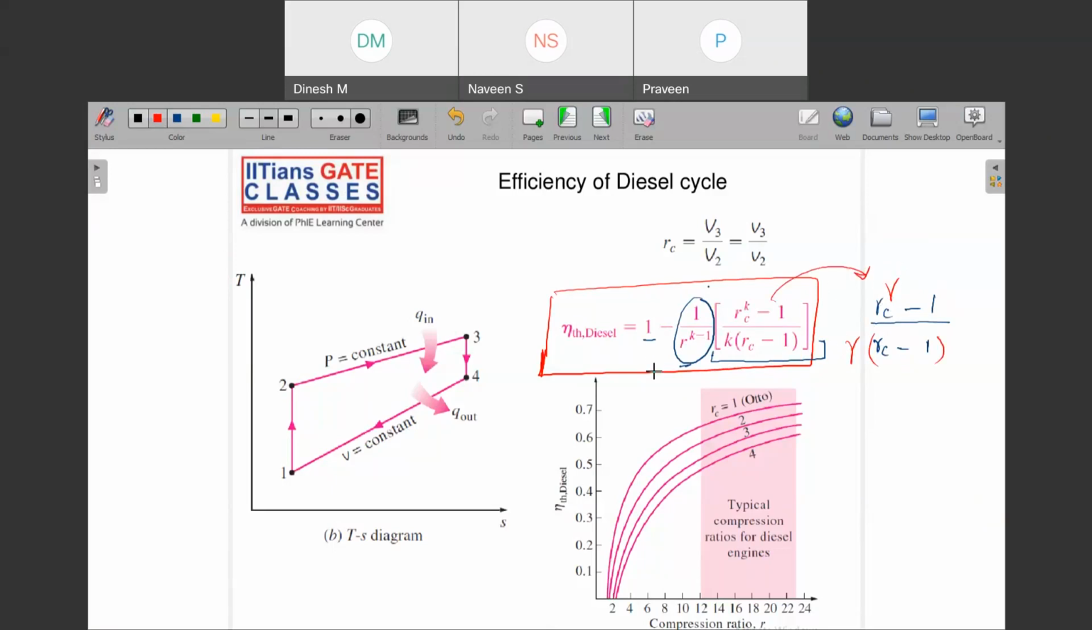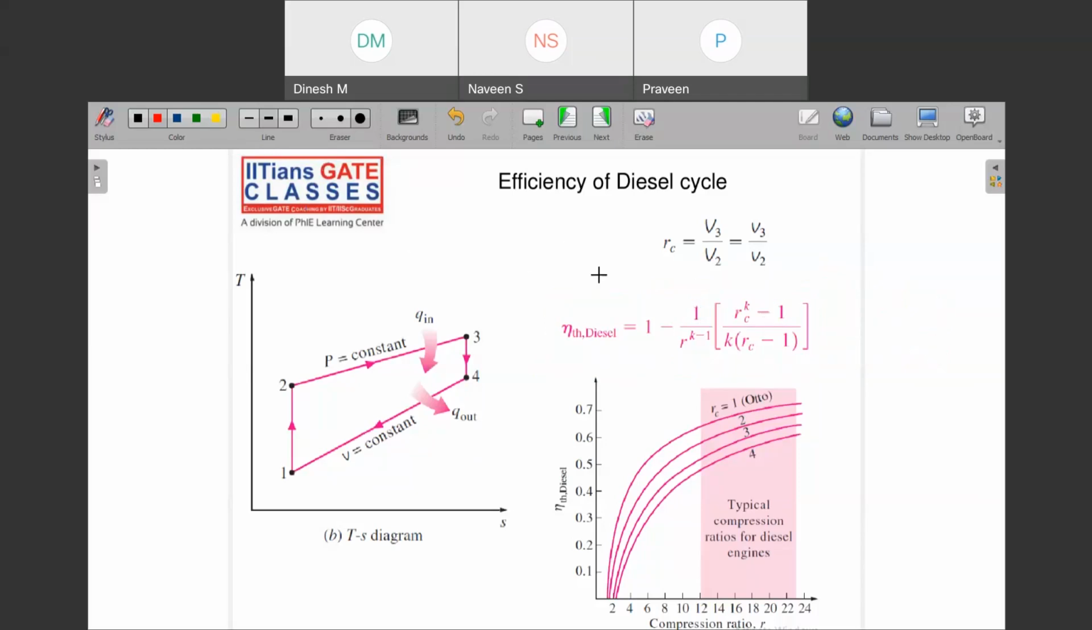You write down the efficiency of Otto cycle and then multiply it by whom? Rc minus 1 upon Rc minus 1. In the numerator I need to make it more, so this is power gamma, and in the denominator gamma minus 1. Okay, so this is the efficiency of diesel cycle.